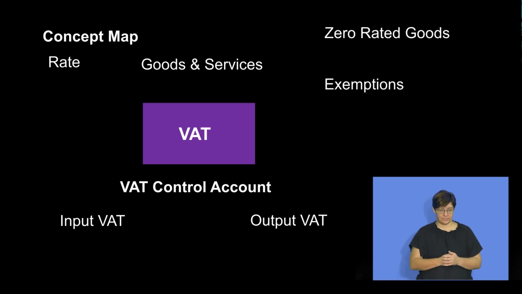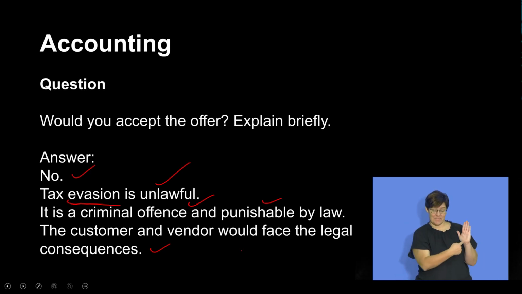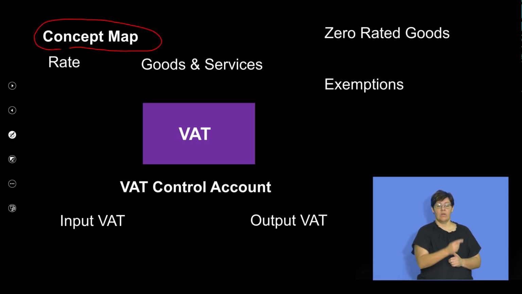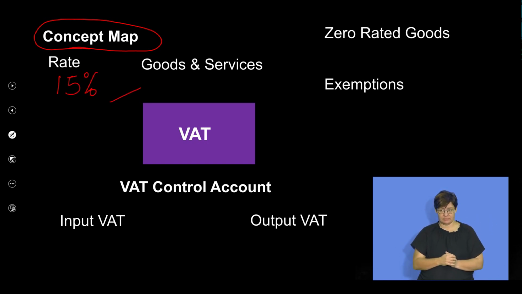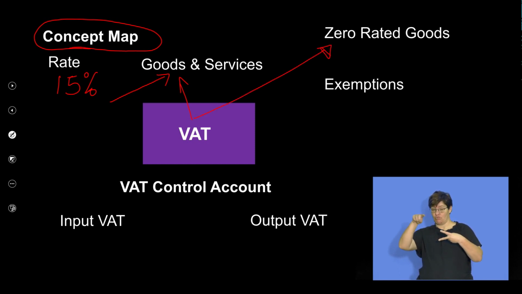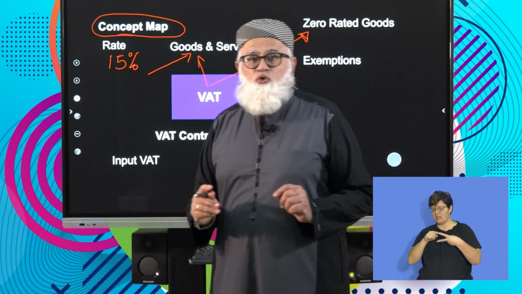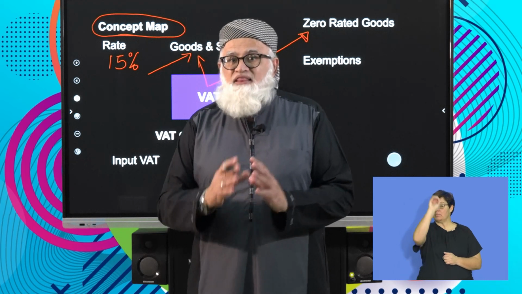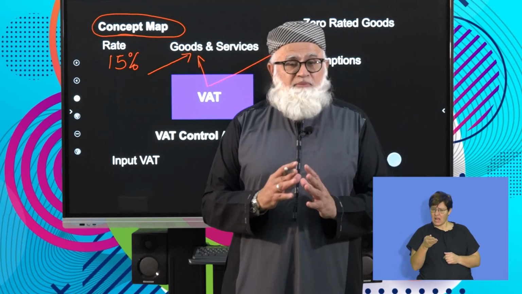Okay, coming back to our concept map, let's look at what we have here. Remember what we said? We said that in terms of all the concepts that you need to know about VAT, number one, recap, our rate is at 15%, right? The goods and services that we have here are all subjected to VAT with the exception of zero rated items. Okay, let's go through zero rated items. What do we know about zero rated items? Zero rated items are those items, and we gave you examples of them before.